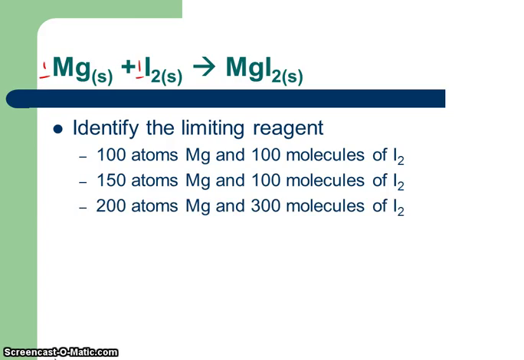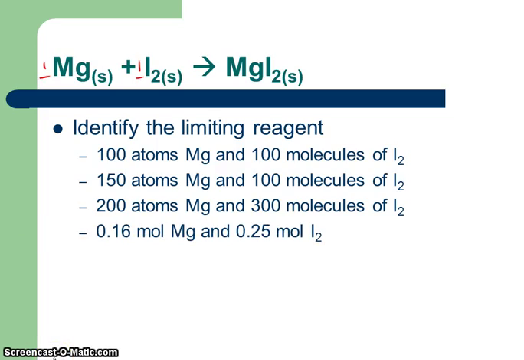So let's say that we start out with 200 atoms of magnesium and 300 diatomic molecules of iodine. 200 to 300 is not the 1-to-1 ratio the balanced equation tells us. In this case, 200 atoms of magnesium will react with 200 diatomic molecules of iodine, leaving us with 100 diatomic molecules of iodine unreacted. So magnesium would be our limiting reactant or our limiting reagent, and iodine would be in excess.